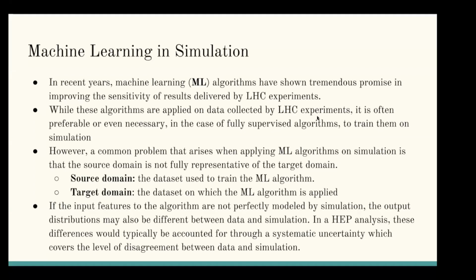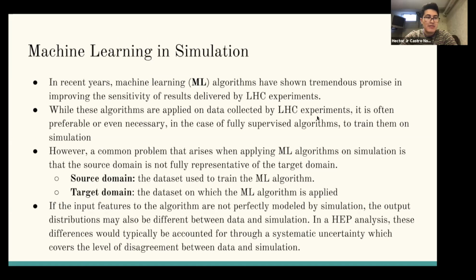In recent years, machine learning algorithms have shown tremendous promise in improving the sensitivity of results delivered by LHC experiments. While these algorithms are applied on data collected by the LHC experiments, it is often preferable or even necessary, as in the case of fully supervised algorithms, to train them on simulation. However, a common problem that arises when applying machine learning algorithms in simulation is that the source domain is not fully representative of the target domain.